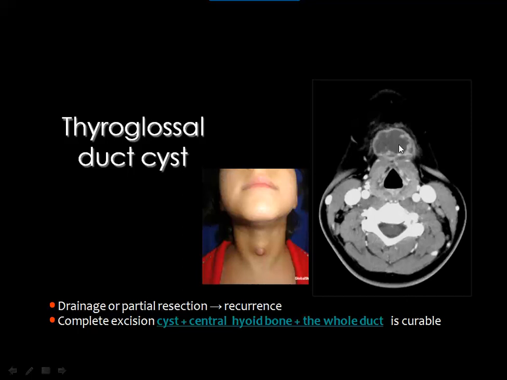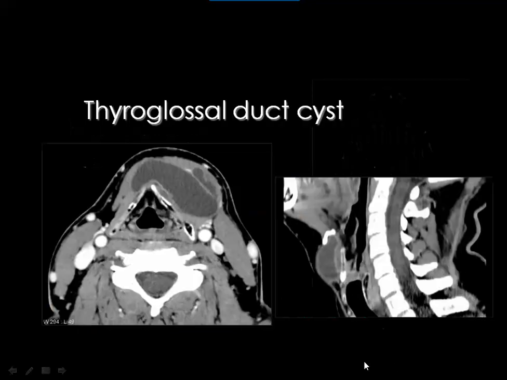In order to treat these cysts, you need surgery, and the surgery should remove the cyst as well as the central part of the hyoid bone and the whole duct. Then if you resected only the cyst, there is an incidence of local recurrence. This is a sizable cyst which is partly located in the midline and partly slightly to the left of the midline plane. In the sagittal reformatted image, you can see the cyst and its relation to the hyoid bone.